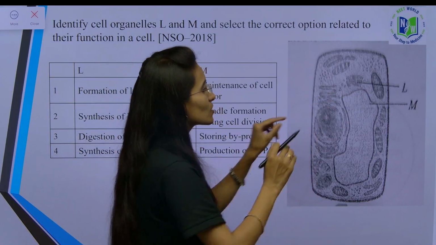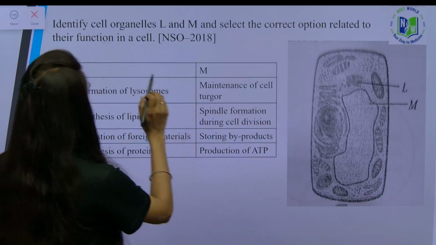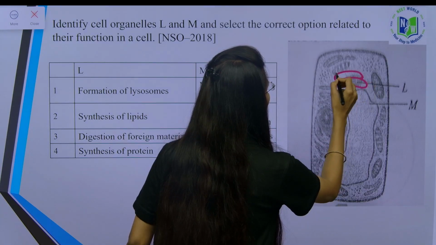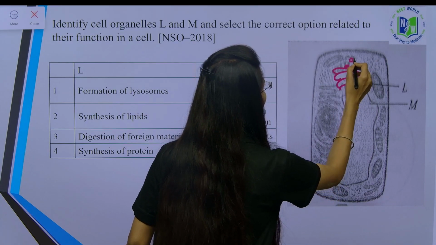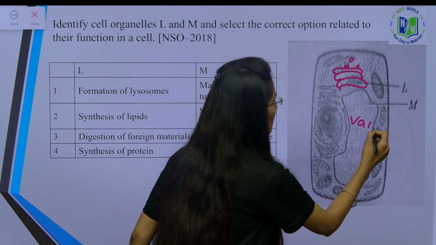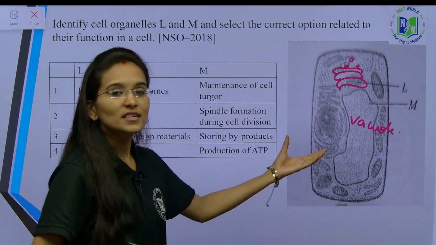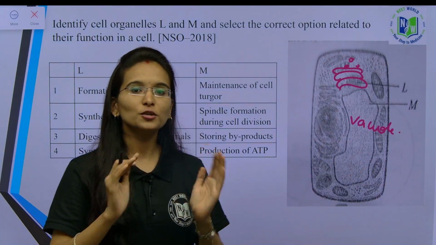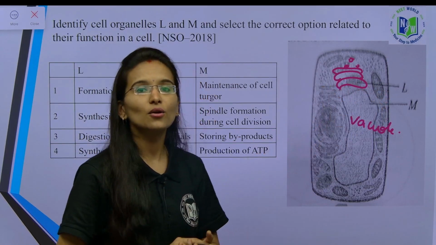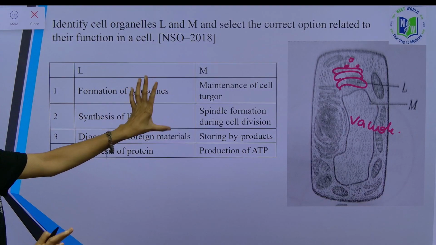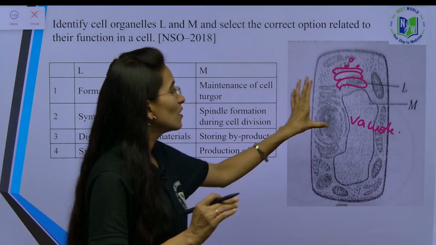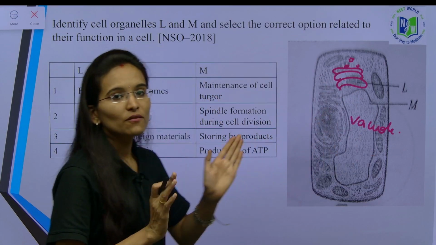What is L here? Actually it is not visible, I am just going to draw it, yes. So L is a Golgi body, okay, and M is a vacuole. M is a vacuole which is single membrane bound and surrounded by the tonoplast membrane, and L are the Golgi bodies, okay. So now let us look into this. Select the correct option related to their functions, okay. We need to understand the functions of the Golgi body and the vacuole.